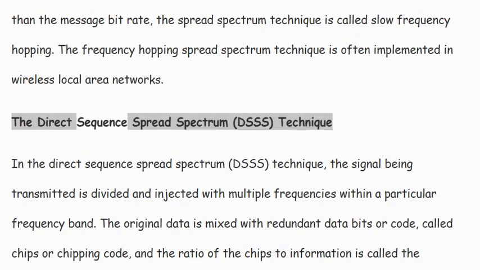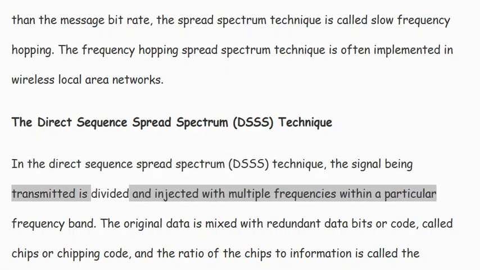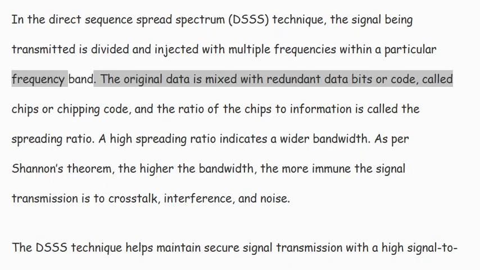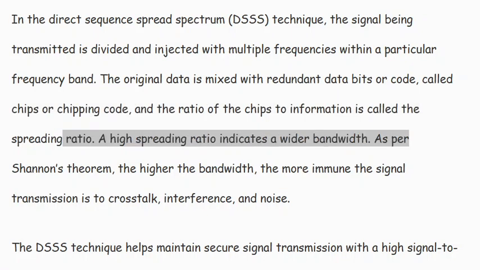The direct sequence spread spectrum (DSSS) technique. In the direct sequence spread spectrum (DSSS) technique, the signal being transmitted is divided and injected with multiple frequencies within a particular frequency band. The original data is mixed with redundant data bits or code, called chips or chipping code, and the ratio of the chips to information is called the spreading ratio. A high spreading ratio indicates a wider bandwidth.